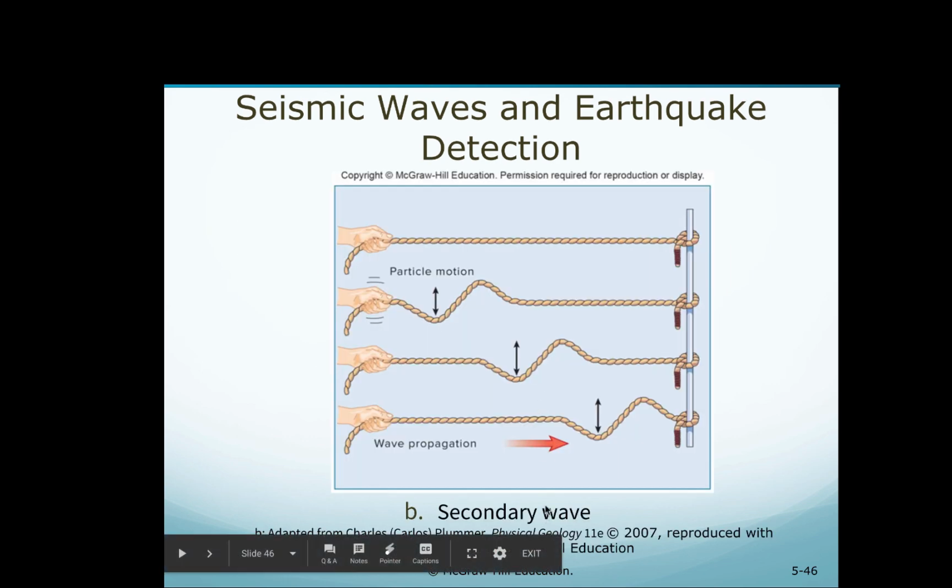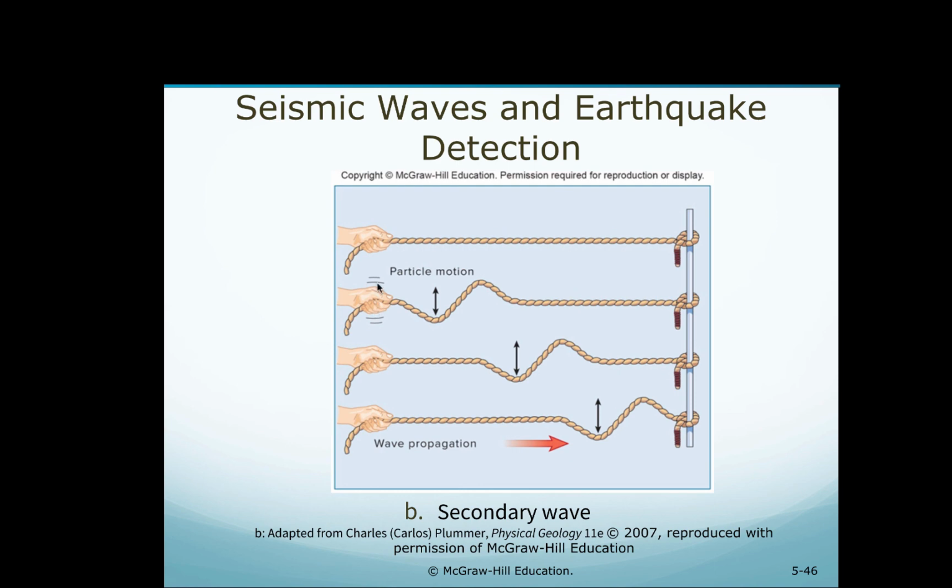So, the secondary wave here kind of shakes it up and down, and the particles move up and down, and that movement continues on down the rope. That's the wave propagation, the secondary wave.